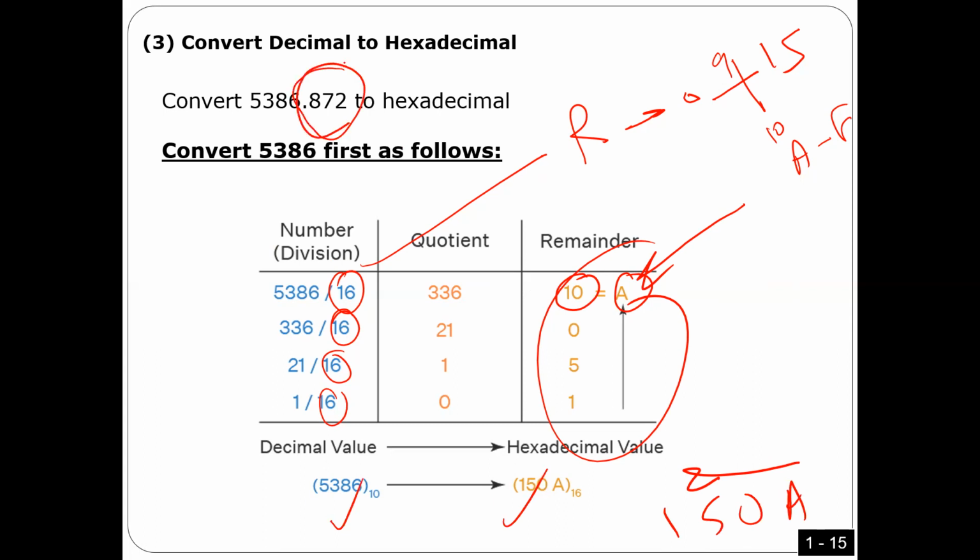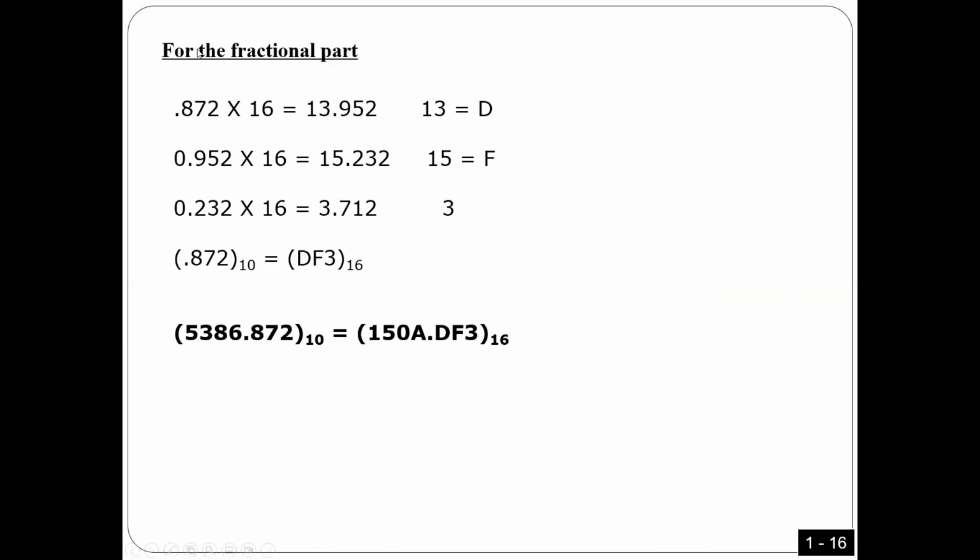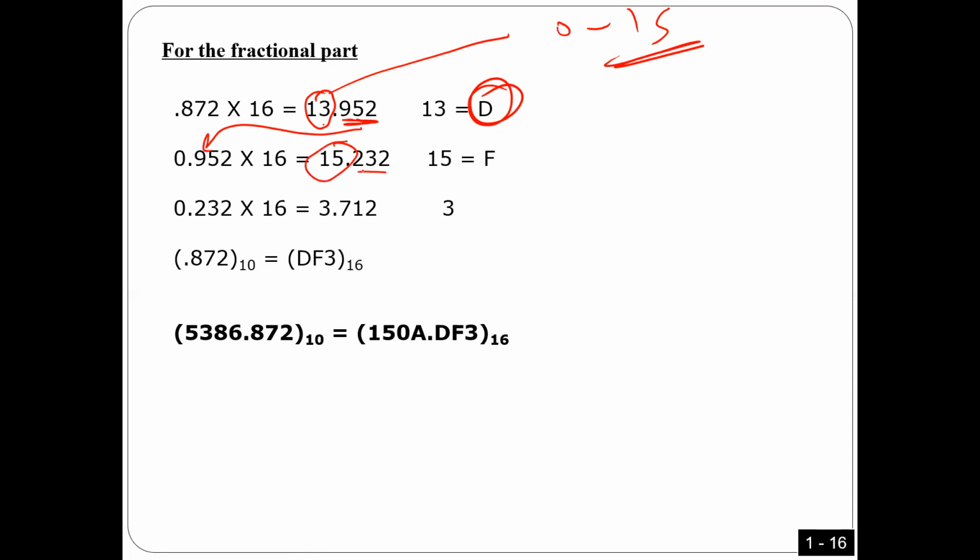Now I am going to take the fraction part. It's exactly the same thing as I explained before. Here you multiply by 16. When you multiply by 16, the number you will get is an actual number from 0 to 15. So here I got 13, which is D. Then I take this part, as you see, and multiply by 16 again. I got 15, which is F. Take this one again, multiply by 16, and so on. So here you got 3. And again, if you have a decimal point, the number I'm going to get this way. I got D first, so it should be DF3.